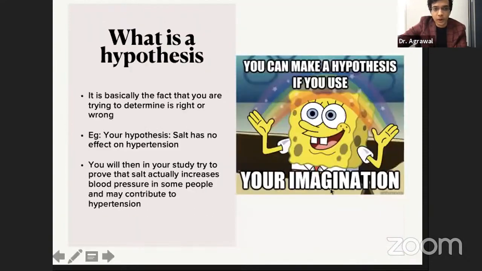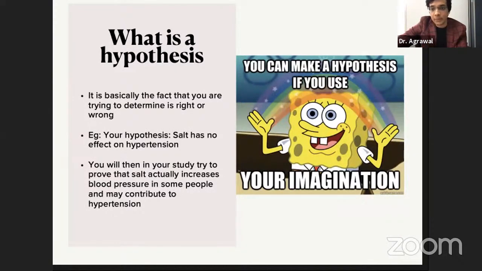So in this, we spoke about a hypothesis, right? So what exactly is a hypothesis? It's basically a fact that you are trying to determine is right or wrong, okay? You're stating a fact in your hypothesis. So take an example: your hypothesis is salt has no effect on hypertension. You will then, in your study, try to prove that salt actually increases blood pressure in some people and may contribute to hypertension, right?